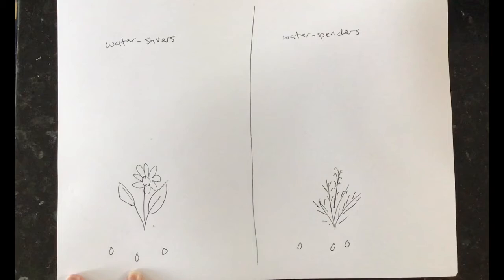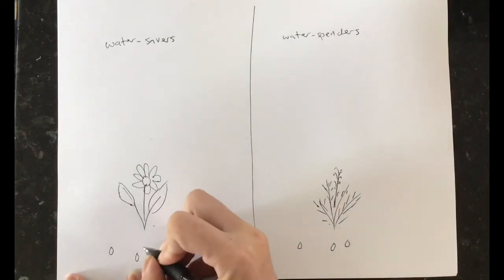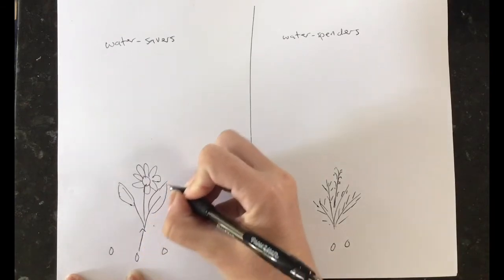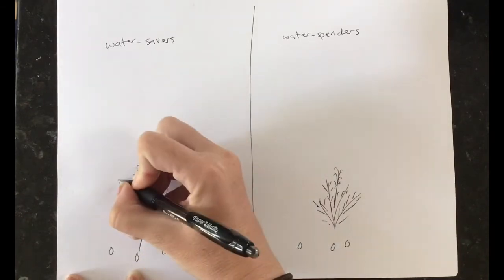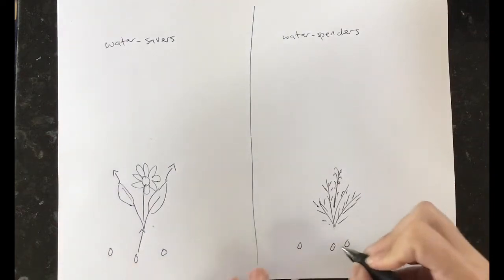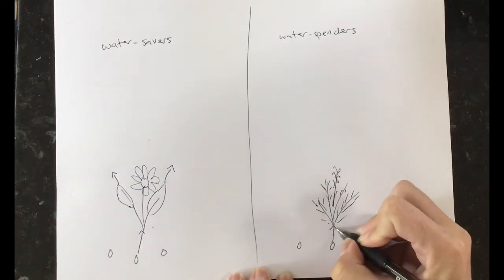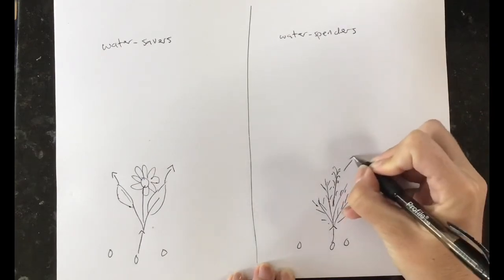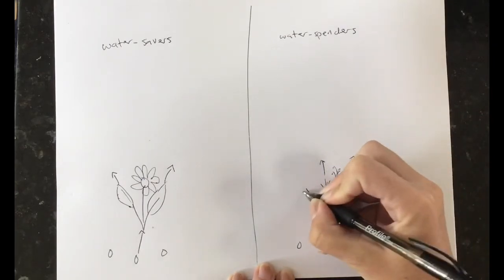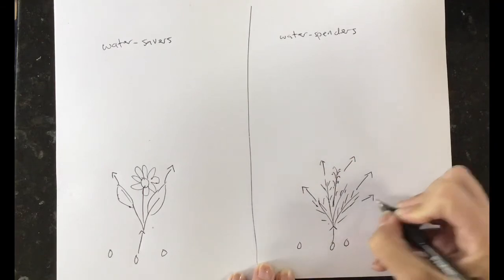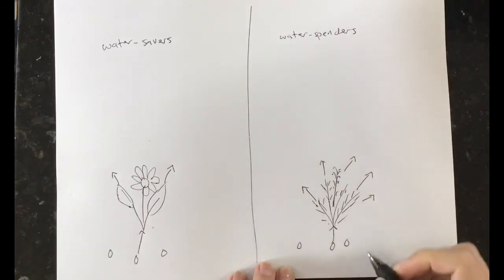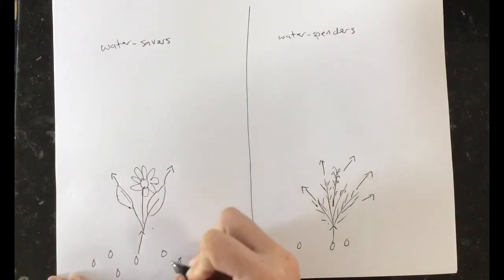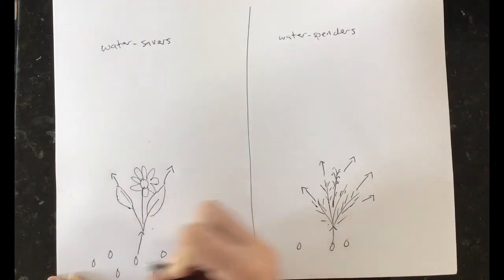So I think that for my water saver plants, there's going to be an arrow coming up into the plant and out of the leaves. Same thing happening with my water spender plant. But with my water spenders, because they're spending more water, I'm going to draw a lot more arrows coming out. And one resulting difference here is then I think there's going to be less water left in the soil. So I'm going to draw more water droplets here with my water saver plant.